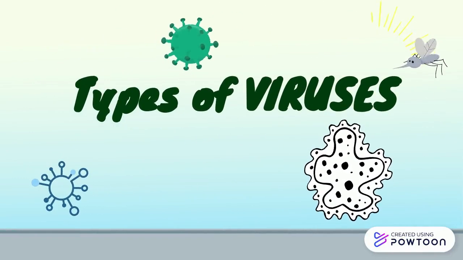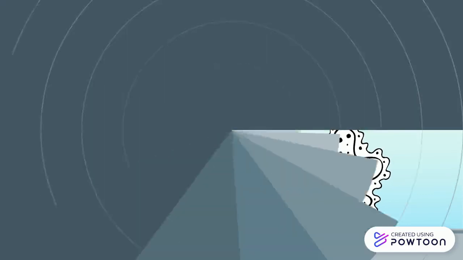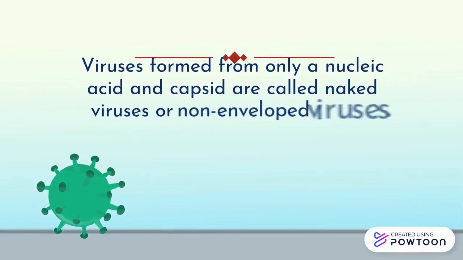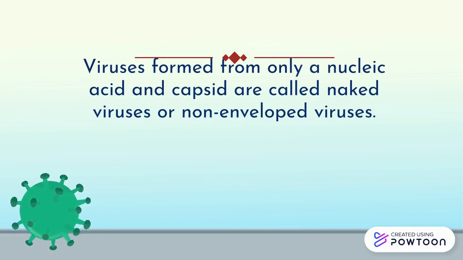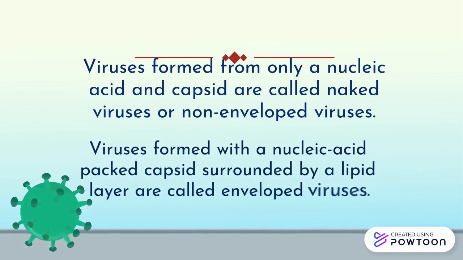There are two categories of viruses based on general composition, which are called non-enveloped virus and enveloped virus. Non-enveloped viruses, or naked viruses, are viruses formed from only nucleic acid and capsid, while enveloped viruses are viruses formed with a nucleic acid-packed capsid surrounded by a lipid layer.